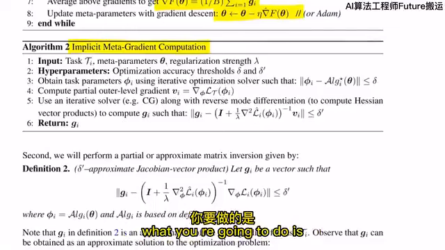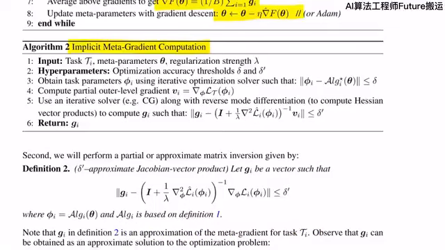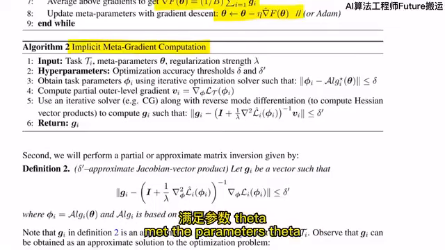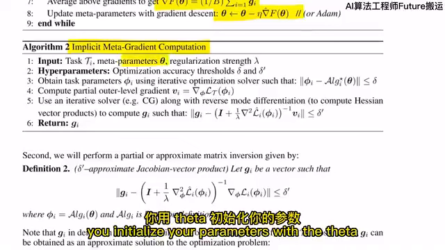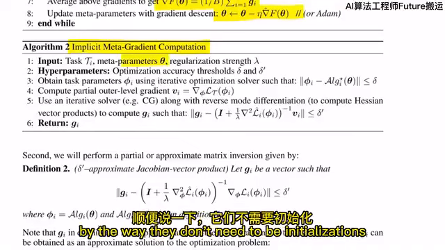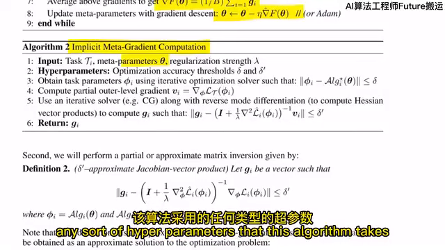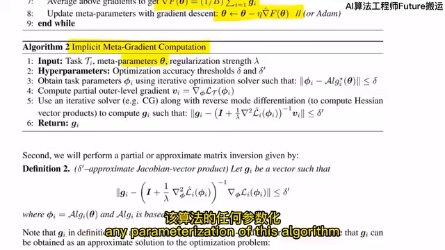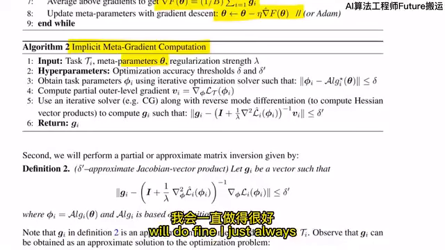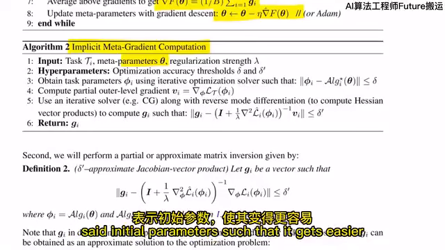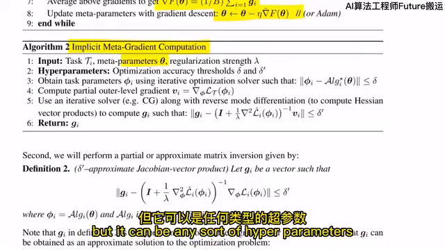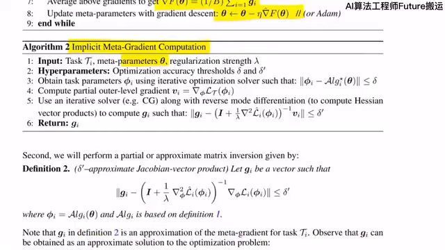So what you are going to do is, given meta parameters theta, you initialize your parameters with the theta. By the way, they don't need to be initializations. They can be actually any sort of hyperparameters that this algorithm takes. Any parameterization of this algorithm will do fine. I just always said initial parameters so that it gets easier. But it can be any sort of hyperparameters of the inner task.